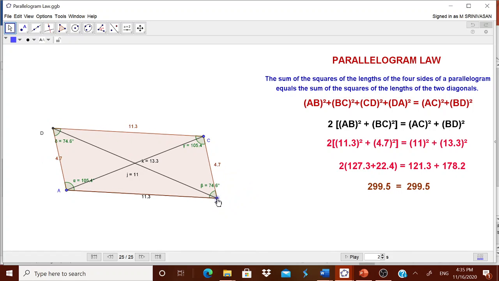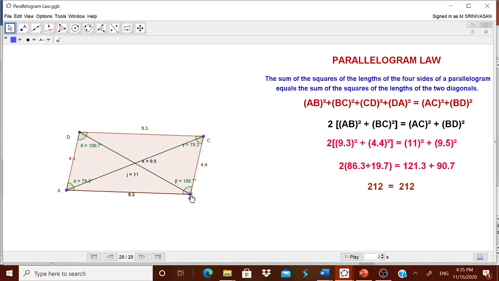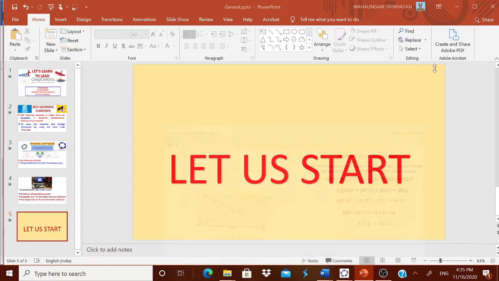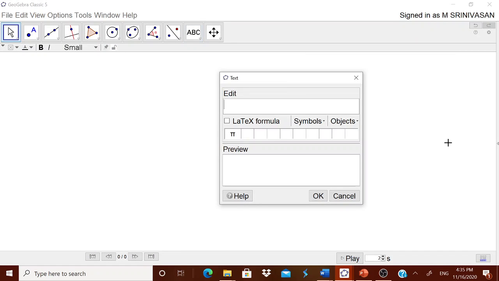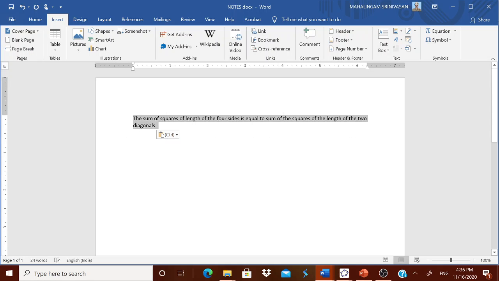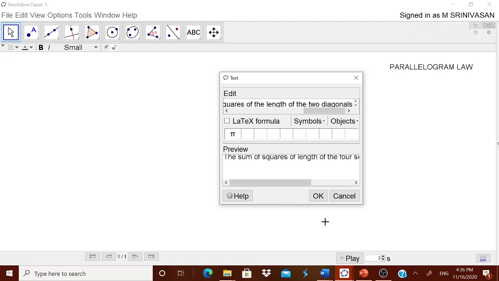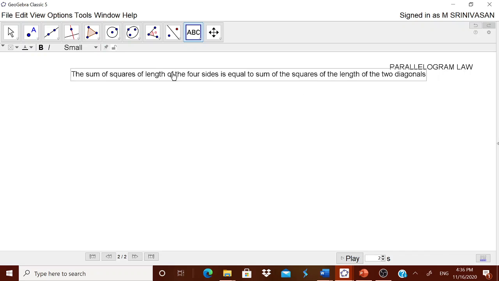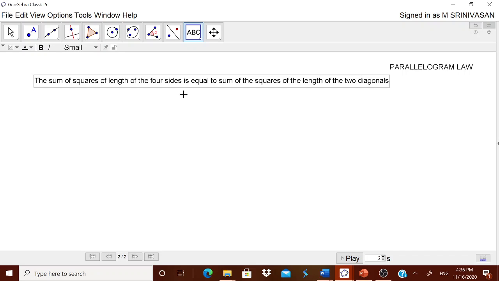Well, now let us try to make this dynamic worksheet where a child will come and check the property of parallelogram law from scratch. Let us start. For that, we will just make one statement, that is parallelogram law. The child should know what a parallelogram law is. For that, we will tell them that this is the parallelogram law. I have already typed it. I will copy and paste it. The sum of the squares of the four sides is equal to the sum of the squares of the two diagonals.